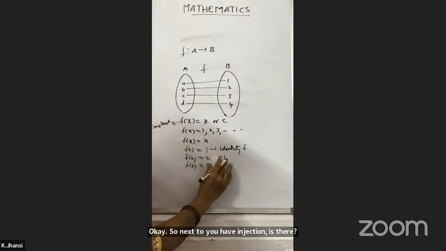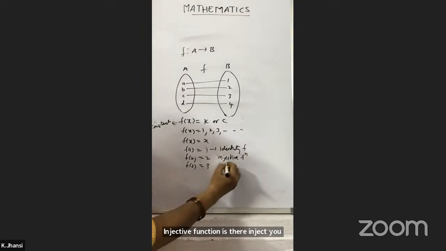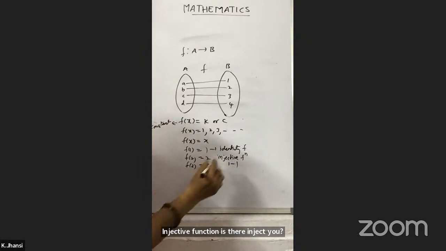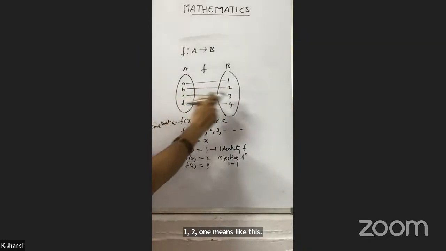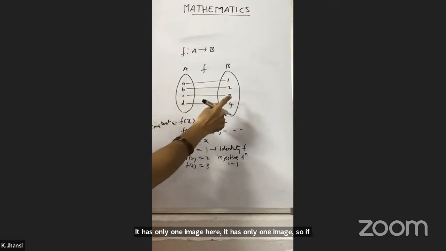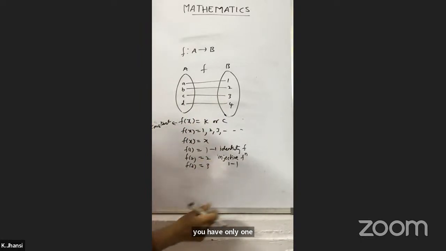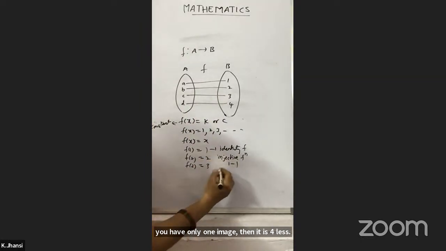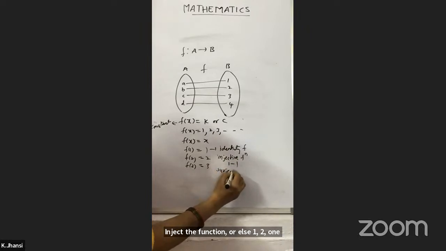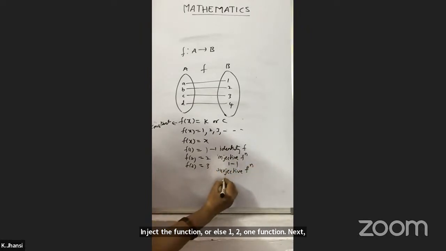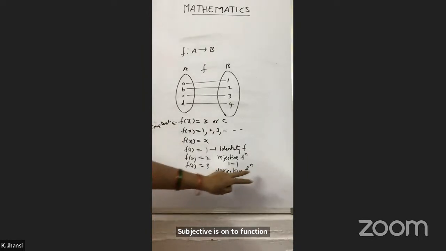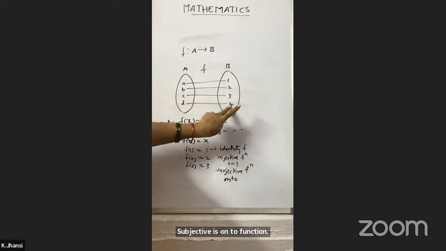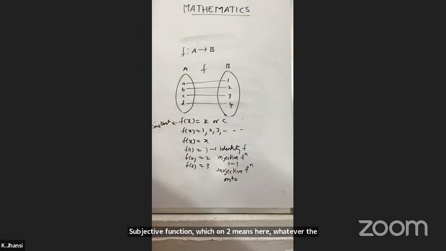Okay, so next you have injective function is there. Injective function means it is 1-to-1 function. Okay, 1-to-1 means like this, it has only one image here. So if you have only one image, then it is called as injective function, or else 1-to-1 function. Next we have surjective. Surjective means onto function.